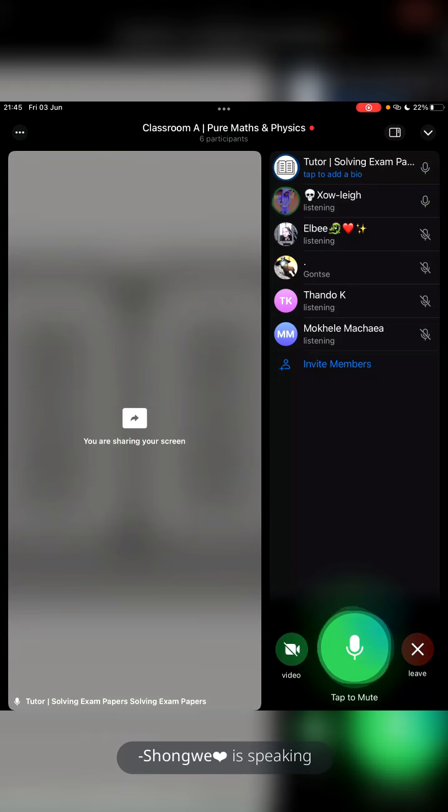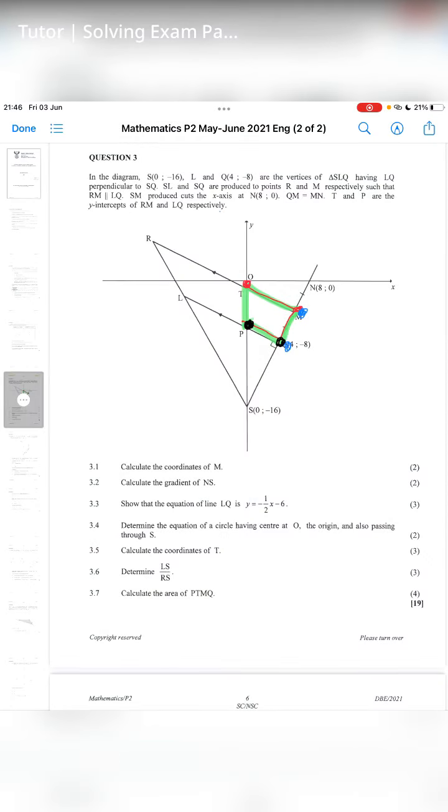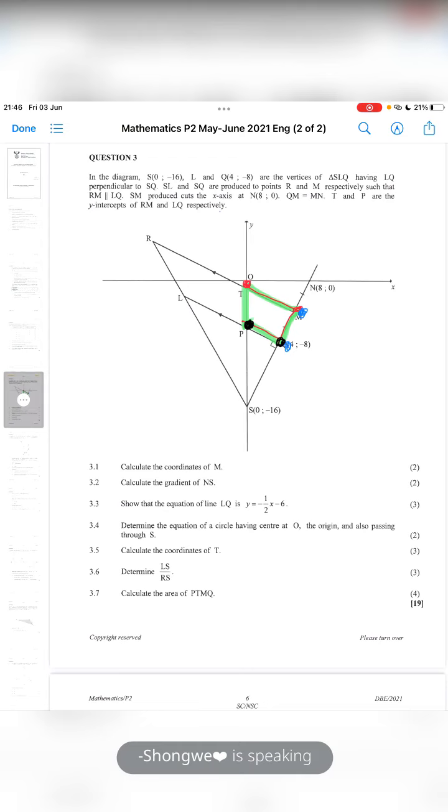Sir, can you show that slide again? That paper. Let me go back. So you want the question paper? Yes, sir. 3.7, the last question. I want to ask if it's possible to do it this way, ne?